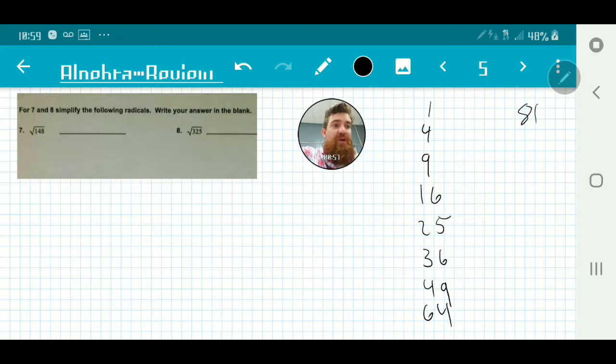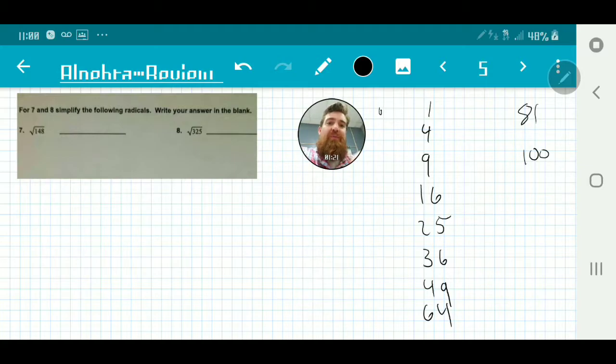81, and 100. Now these numbers are the squares of 1, 2, 3, 4, 5, 6, 7, 8, 9, and 10, meaning that the square root of 1 is equal to 1. The square root of 4 is equal to 2. So on and so on. Okay, now let's go back to our problems.